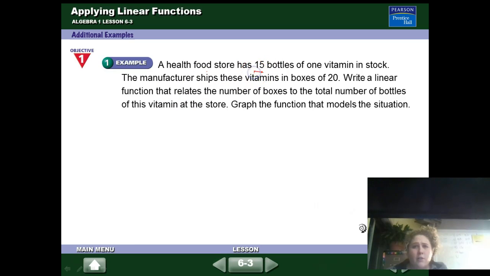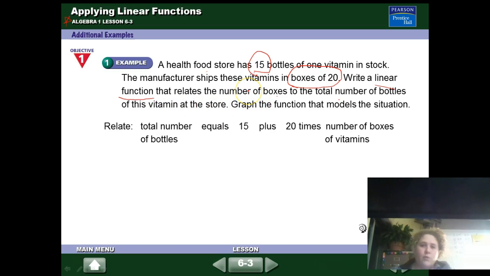We know currently right now there's 15 bottles of this vitamin in stock in the store. We know the manufacturer ships these in boxes of 20. Another important piece: we need to write a linear function, which, if we go back to what today is about, is applying these linear functions to real world situations. So we're trying to figure out an equation that relates the number of boxes to the total number of bottles in the store, and then eventually graph.